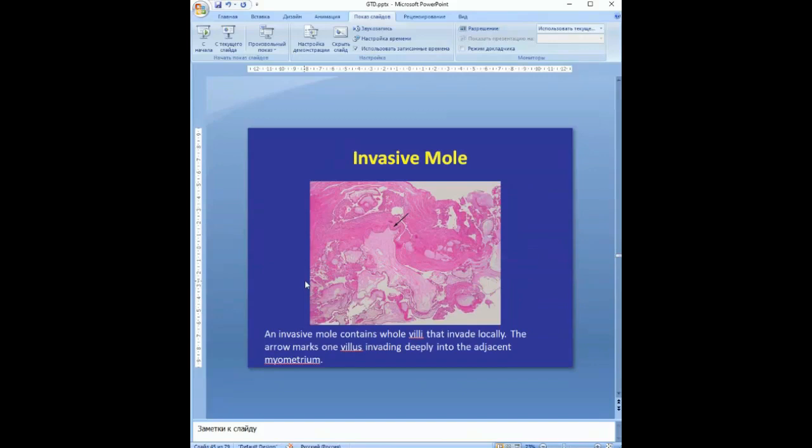In this picture, you see the presentation of invasive mole. An invasive mole contains whole villi that invade locally. The arrow marks one villus invading deeply into the adjacent myometrium.